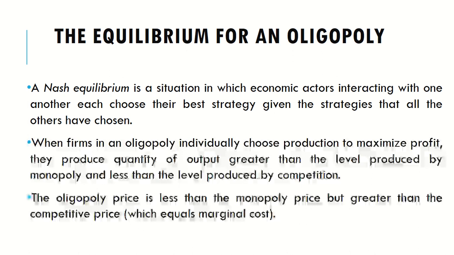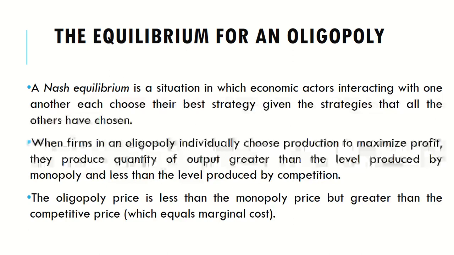When firms in an oligopoly individually choose production to maximize profit, they produce a quantity of output greater than the level produced by the monopoly and less than the level produced by competition. So when an oligopolistic firm produces individually without cooperating in order to maximize profit, the quantity produced would be greater than the quantity produced by a monopolistic firm as well as a perfectly competitive firm.